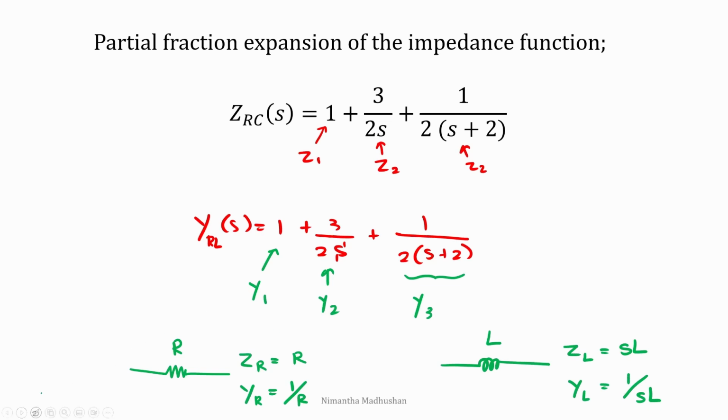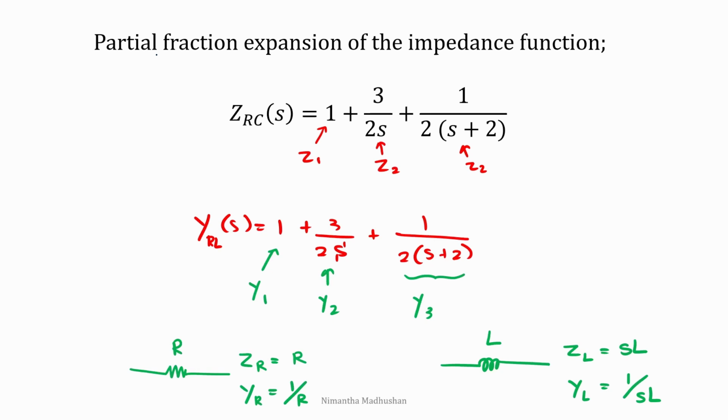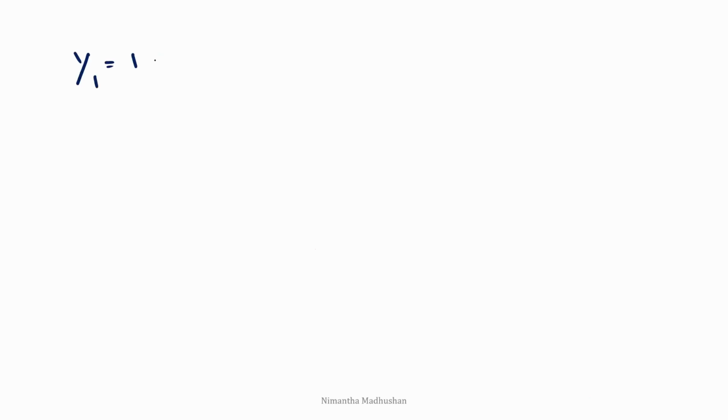First I consider Y1. Y1 is equal to 1. There are no S terms. Then it will be a resistor. I name it R1. It is equal to 1.